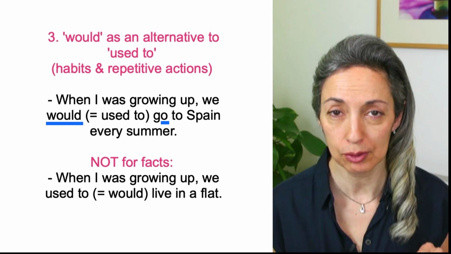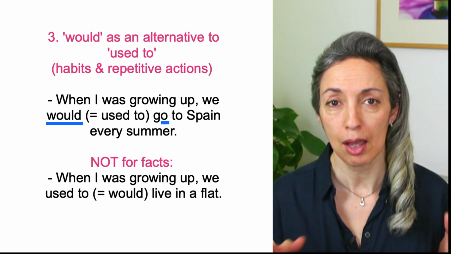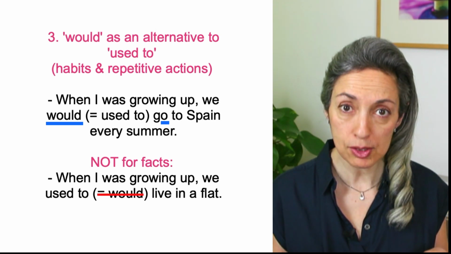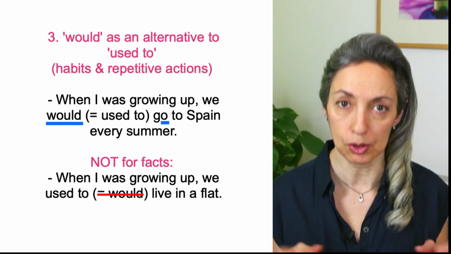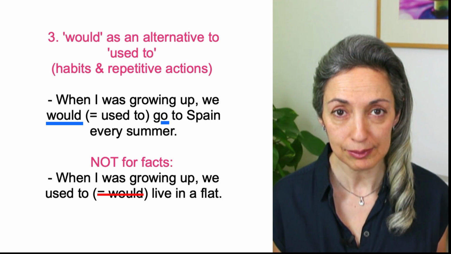Now make sure you don't use would for a fact in the past. For example, don't say, when I was growing up, we would live in a flat. In this situation, you can only use used to. When I was growing up, we used to live in a flat.